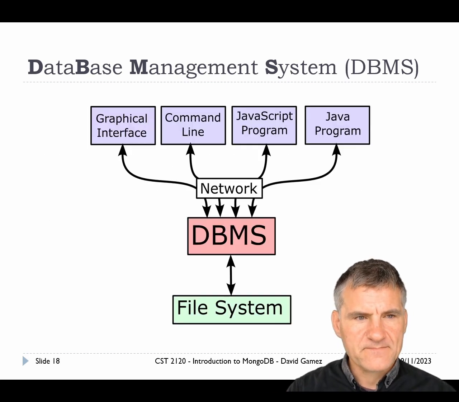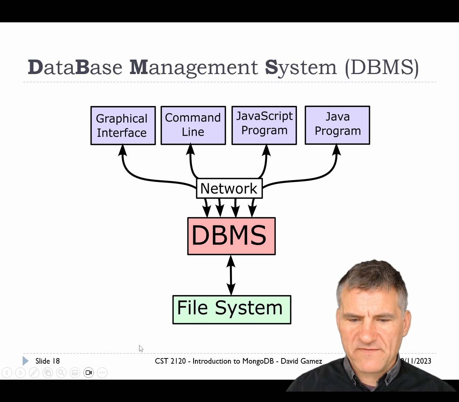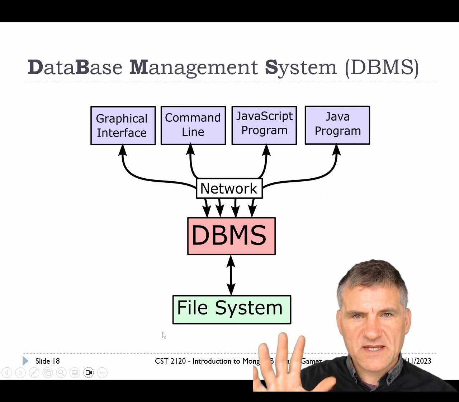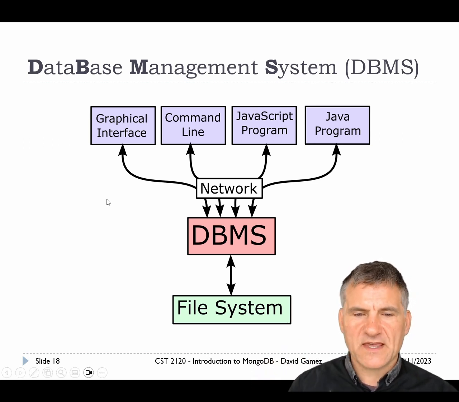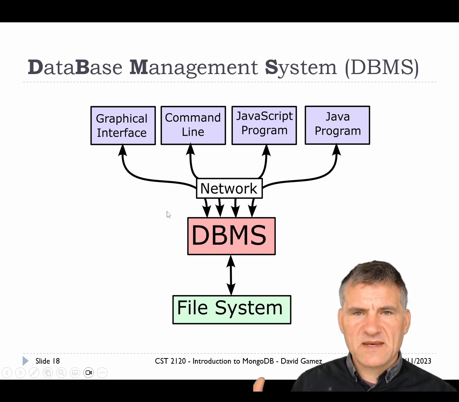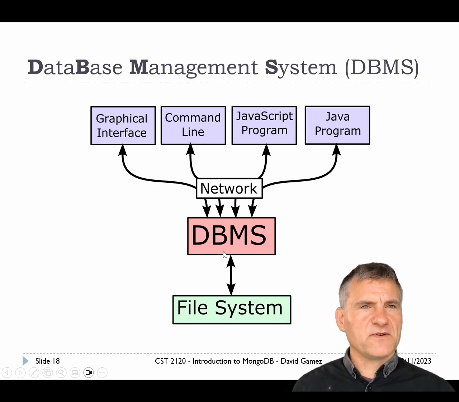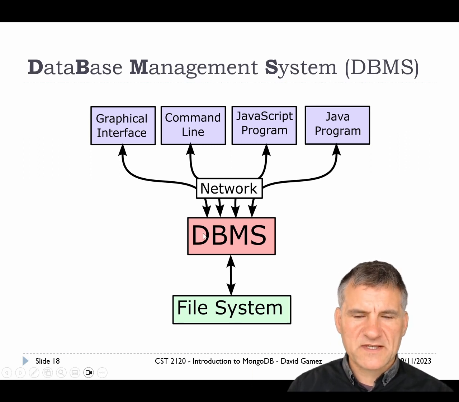So this is how it works. You have the file system, because ultimately we're storing the data on a hard disk or an SSD drive, whatever it is. And then in the middle, we have the database management system, which is this server that sits there listening on a particular port. I think it's 27,000-something for Mongo, and 3306 for the MySQL database management system. It's sitting there waiting for connections on a network.